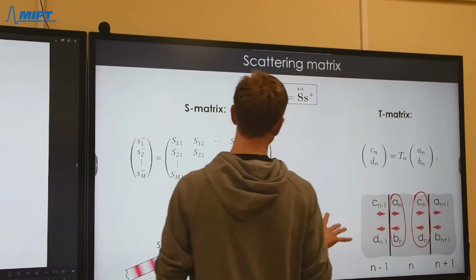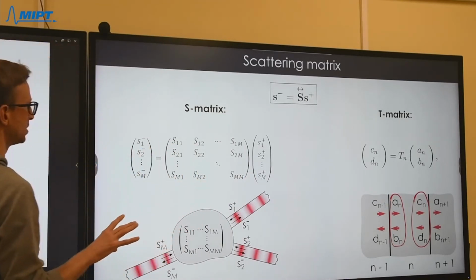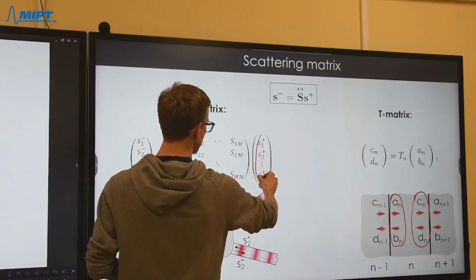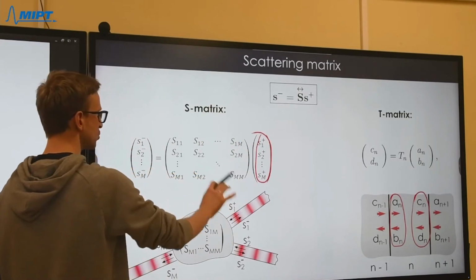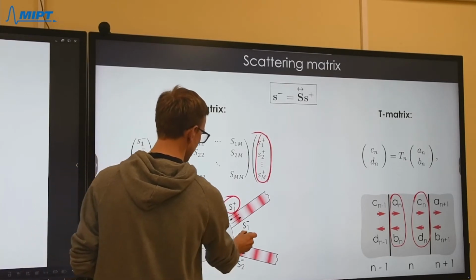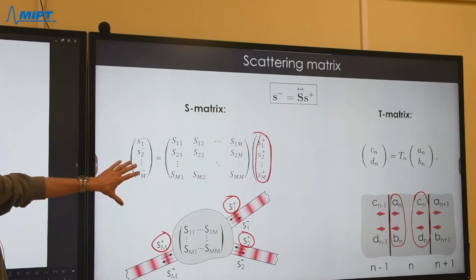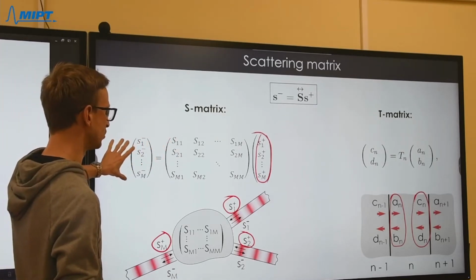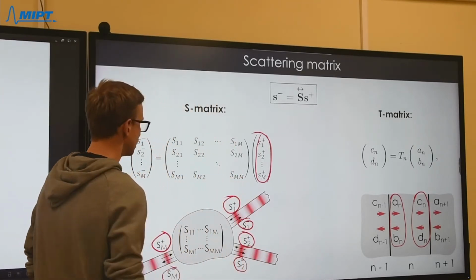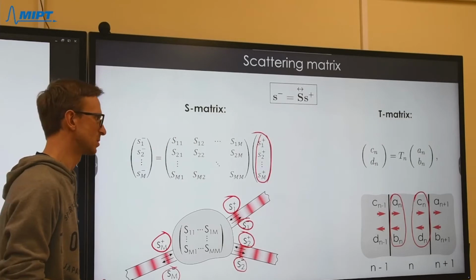And if you don't look carefully, you can think that they are similar, but the difference between these two approaches is fundamental. What the S matrix does is that it takes the complex amplitudes of incoming fields, S1 plus, S2 plus, etc., SM plus, which are all incident onto the system. They carry energy towards the system. The action of the S matrix tells you what is going outside, what is radiating away from the system towards infinity. And all this information is encoded in the matrix elements of the scattering matrix.